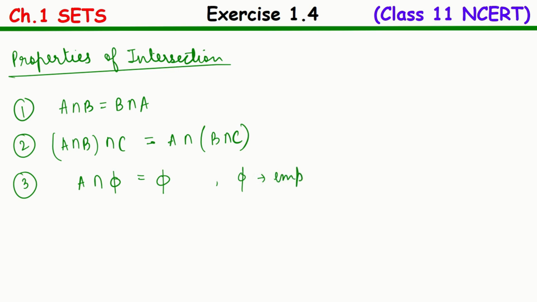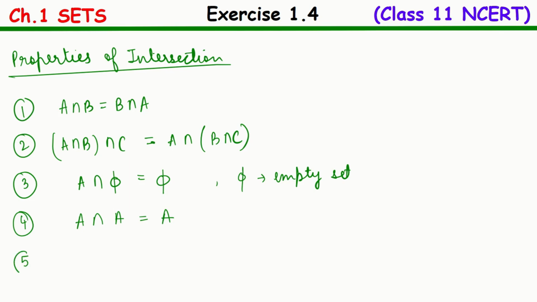So we have to find the common elements which are present in phi also and A also. But we cannot find any common element because phi has no element. So the whole answer will be phi, which is empty. The fourth is idempotent law, which says that A intersection with A will be always equal to A. The common elements in A and another set A will be A only.